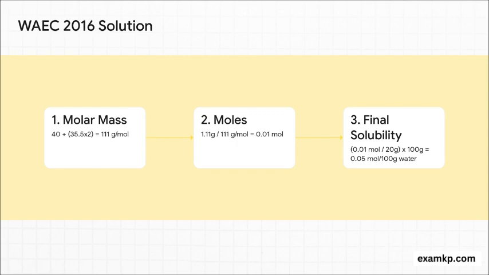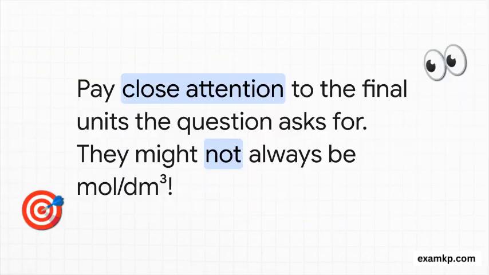And yeah, that brings us to a huge pro tip. Always read the question carefully to see exactly what units they want for the final answer. They might ask for moles per dm cubed, grams per 100 grams, or in this case, moles per 100 grams. Matching your units to what the question demands is absolutely essential.